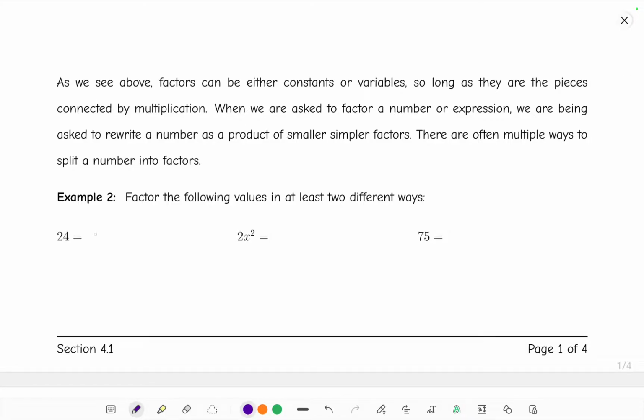24. Well, 24 is 2 times 12. But it is also 3 times 8. You can also find other ways to factor it. 2x squared, well, that can be 2 times x squared. Or it can be 2 times x times x. And then 75, well, that's 3 times 25. Or it could be 5 times 5 times 3. And there are other ways to factor it as well.